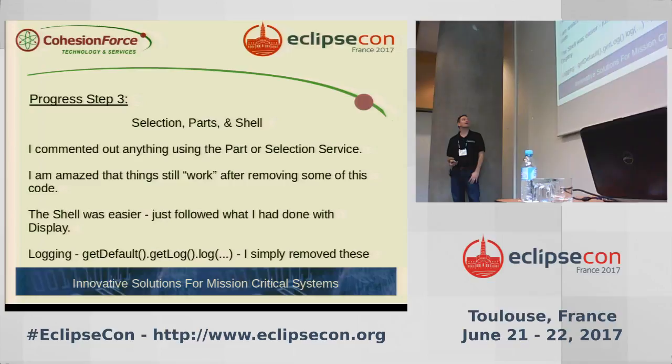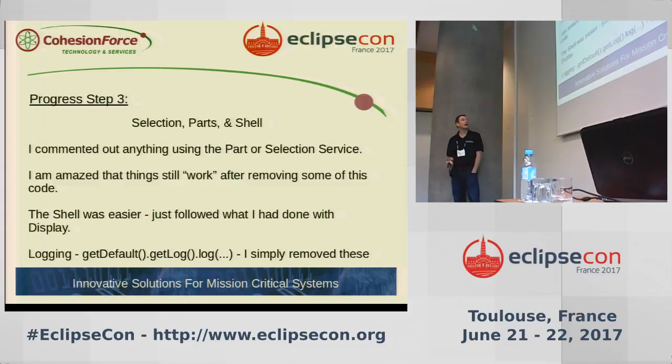Part selection service, part service. What's the active part? What's the active selection? I commented all of that out, and I still can't believe some of this stuff actually works. Again, I don't know how much is active or how many things, because GMF has been around for a while. So there are more than likely areas in GMF that aren't used as much by Sirius, or maybe I just missed something. And then the shell was a lot easier as well. Very similar to the display. Get the display, get the shell for the display.